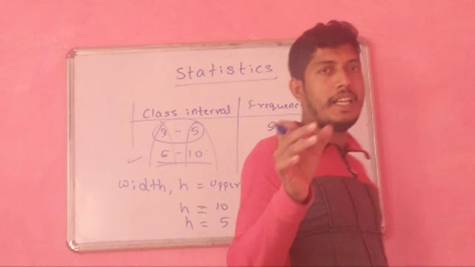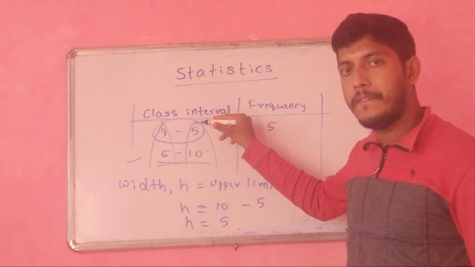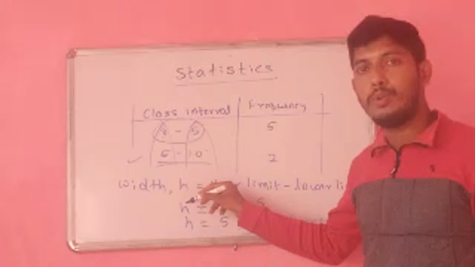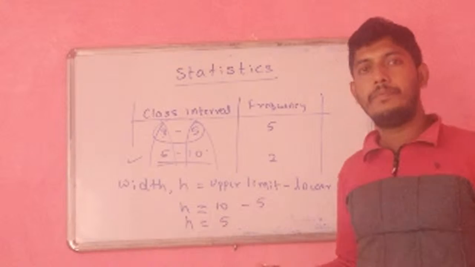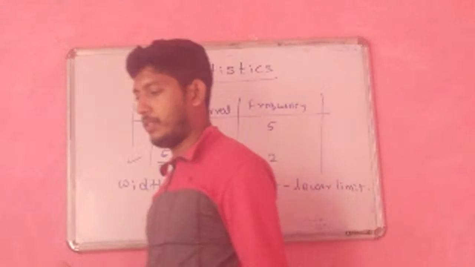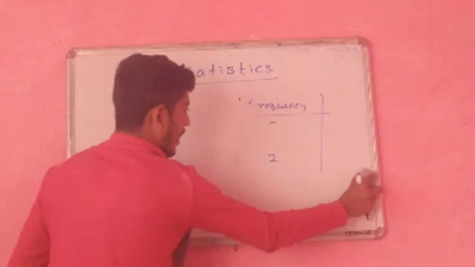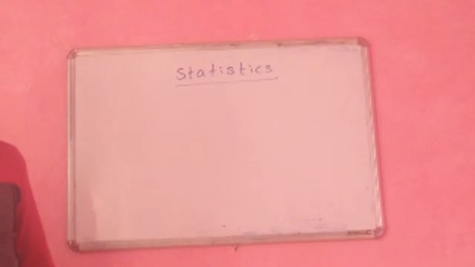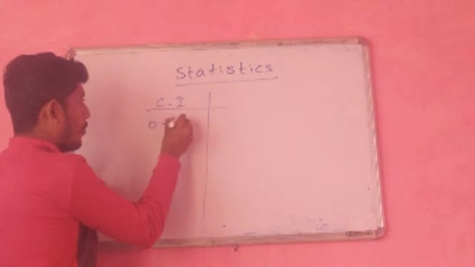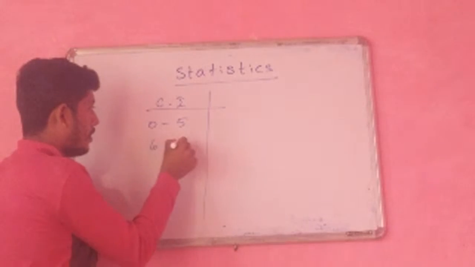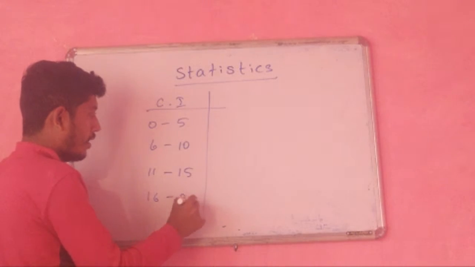Okay, when we consider the class intervals, they are continuous. Continuous means 0 to 5, 5 to 10, 10 to 15, 15 to 20, like that. Their width remains the same. And sometimes we will have discontinuous class intervals. For example, I will take one class interval as 0 to 5, then 6 to 10, 10 to 15, 16 to 20.